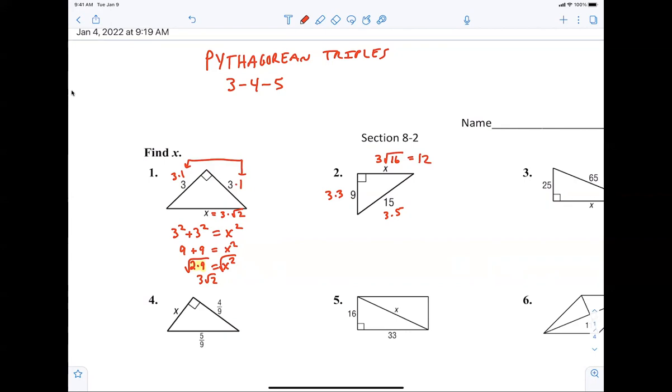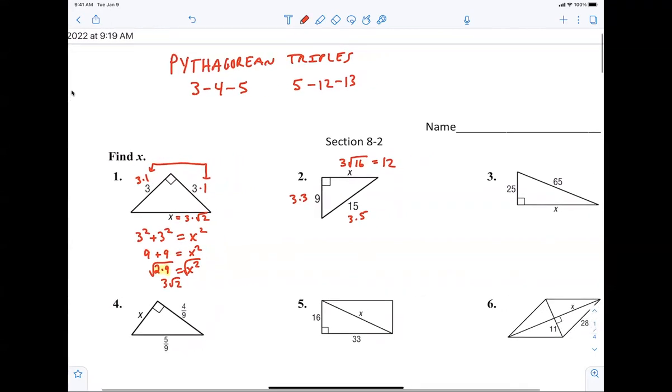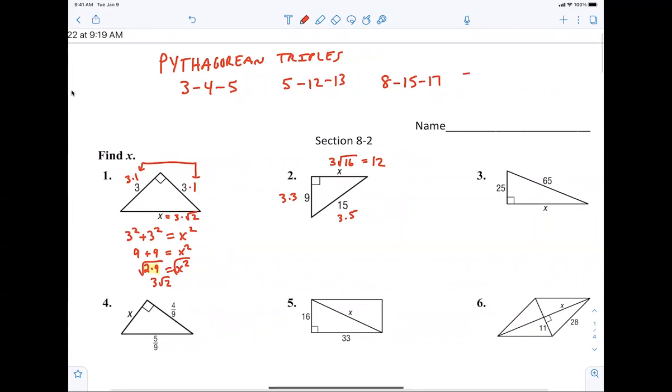Again, this is going to save you a bunch of time if you can remember these triples. Then 5, 12, 13, 8, 15, 17, and then 7, 24, 25. Those triples occur a lot. And there's more, but those are the ones that are most common.